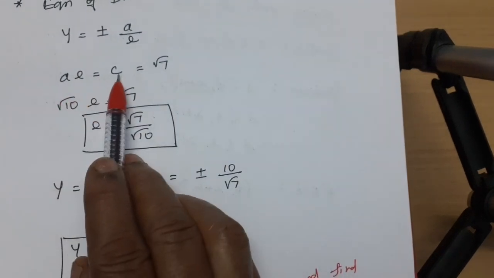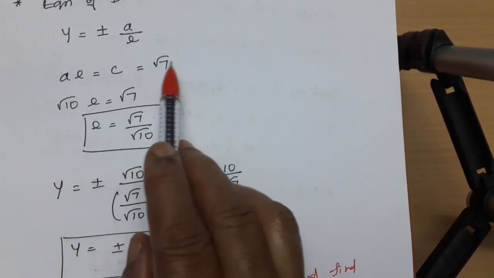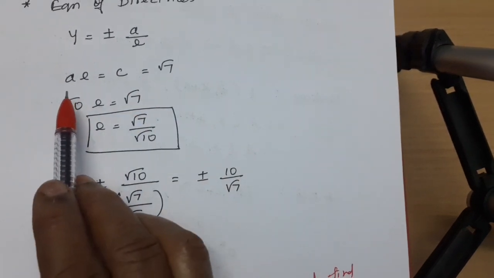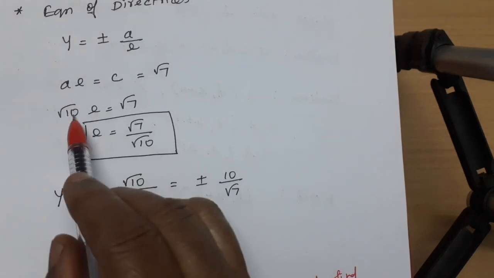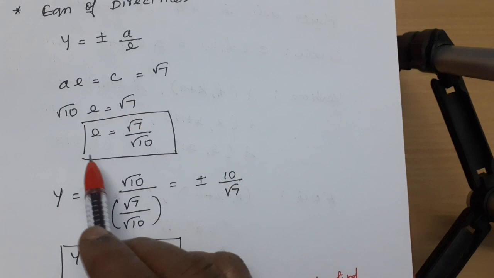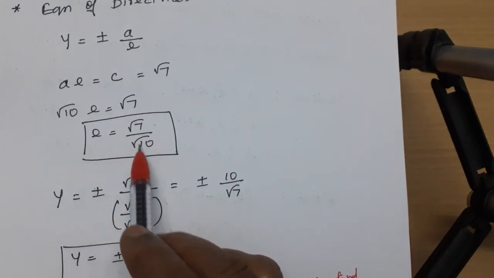You remember c equal to ae, or ae equal to c. What is our c value? C value is root 7. C equal to root 7. What is a? We already found it. A is root 10. A equal to root 10. Root 10 into e equal to root 7. Now e equal to root 7 by root 10.